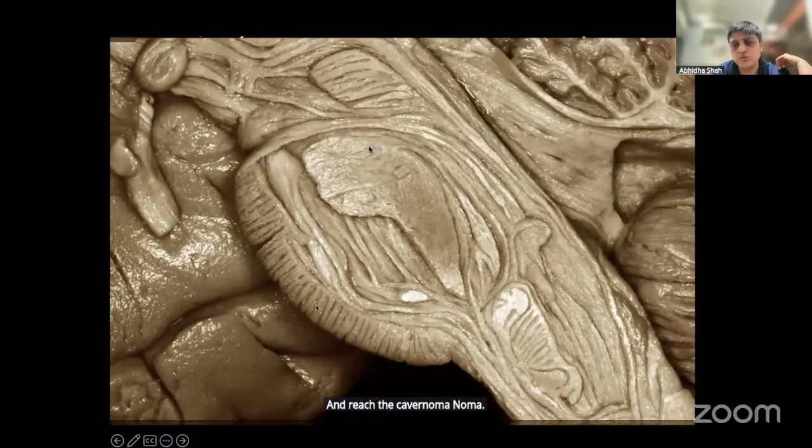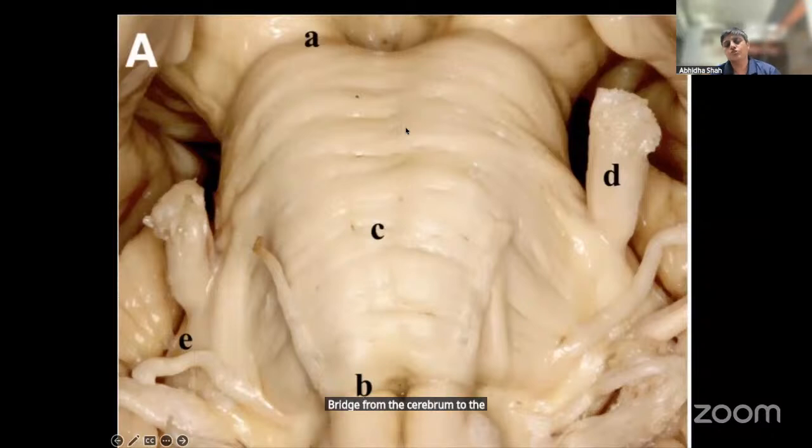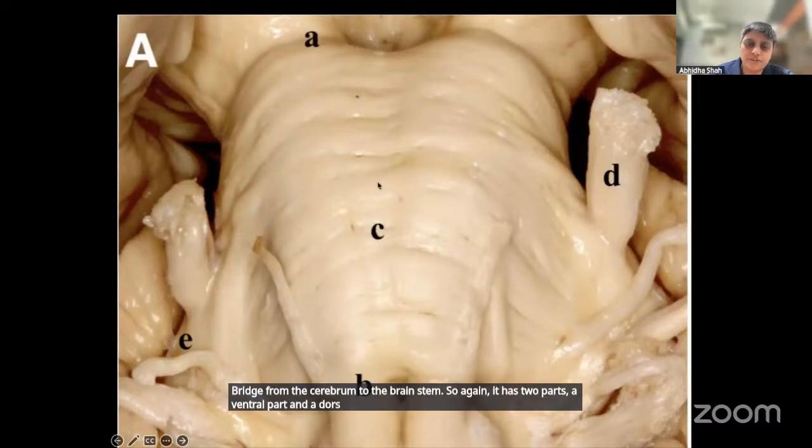Now coming down to the pons. So what does the term pons signify? Pons is a bridge. So basically it connects the cerebellum to the brainstem. It is a bridge from the cerebellum to the brainstem. So again, it has two parts, a ventral part and a dorsal part. The ventral part of the pons has this very notable structure, the basilar sulcus, which hosts the basilar artery as it runs in this area.